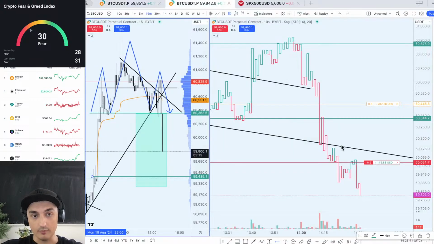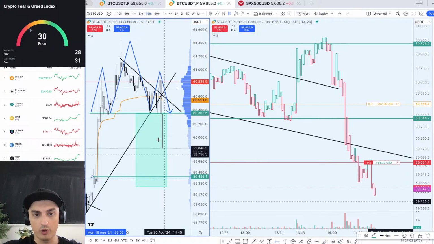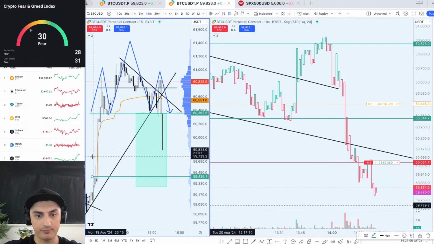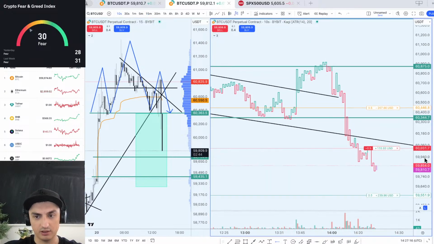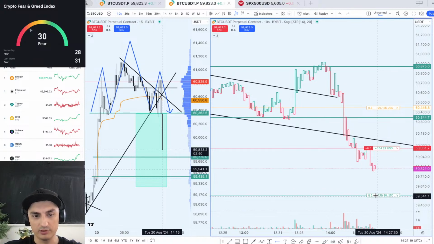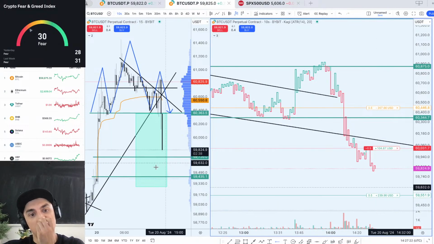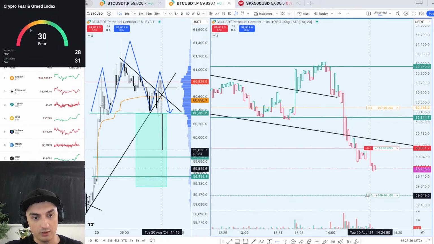So we are at 59,850. Our take profit area is 59,700 and 59,500. So my take profit is located at 59,551, which is almost in the middle of this range. And yeah, I'm looking for this one.